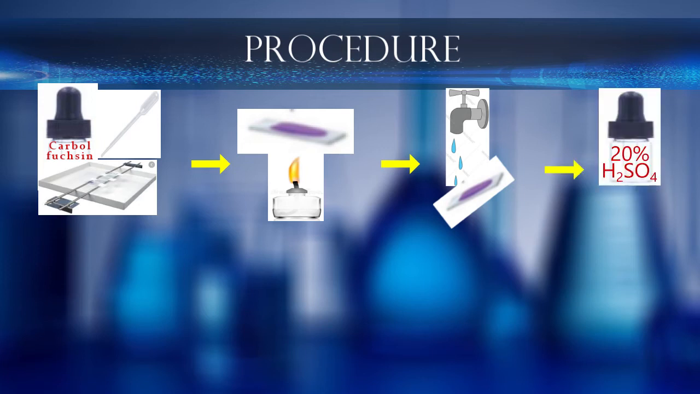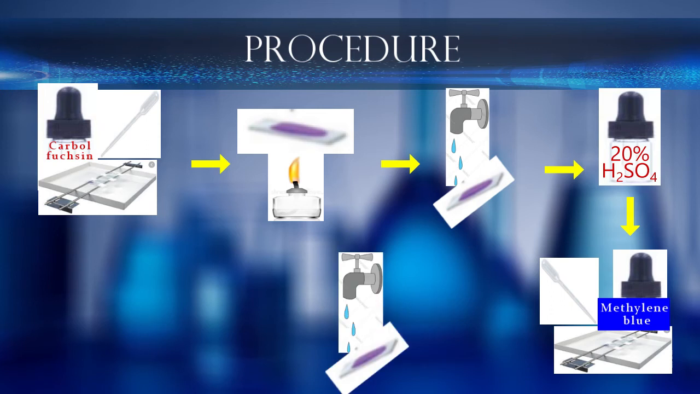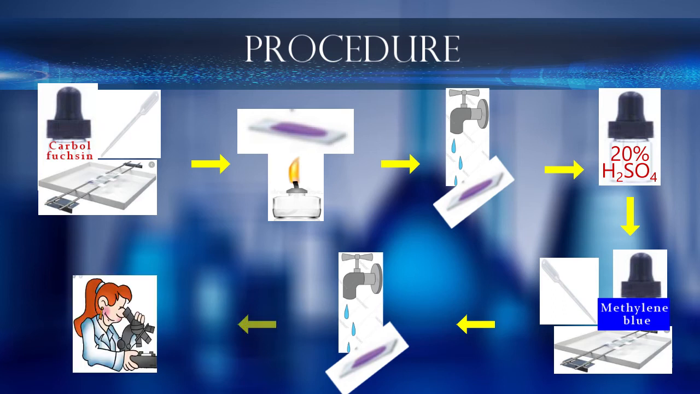Then decolorize with 20% sulfuric acid for 1 to 2 minutes until the smear is sufficiently decolorized. Then place the slide back to the staining rack and flood the smear with methylene blue and keep it for 2 minutes. Then gently wash under running tap water and air dry the slide at room temperature and observe it under the microscope at 100x oil immersion.